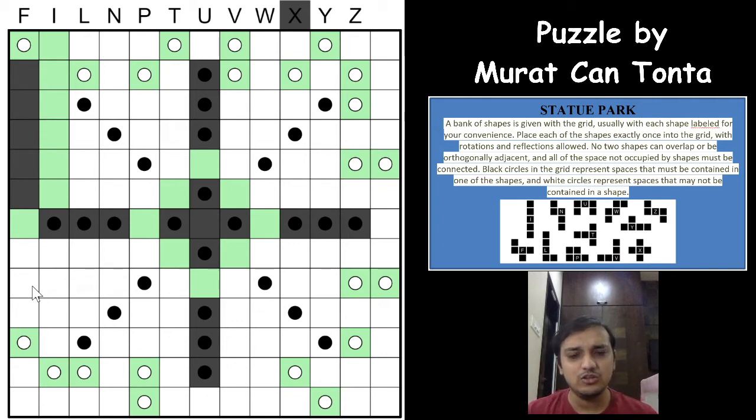But usually in a Statue Park puzzle, you'll have to remember the shapes in such a way that you know how the black circles will form the shape. You'll have to keep the shapes in mind while solving a Statue Park puzzle. Now why would I say that? There is a great logic here. Let us assume both of these are white circles, and this black circle forms a different pentomino and these two form a different pentomino.